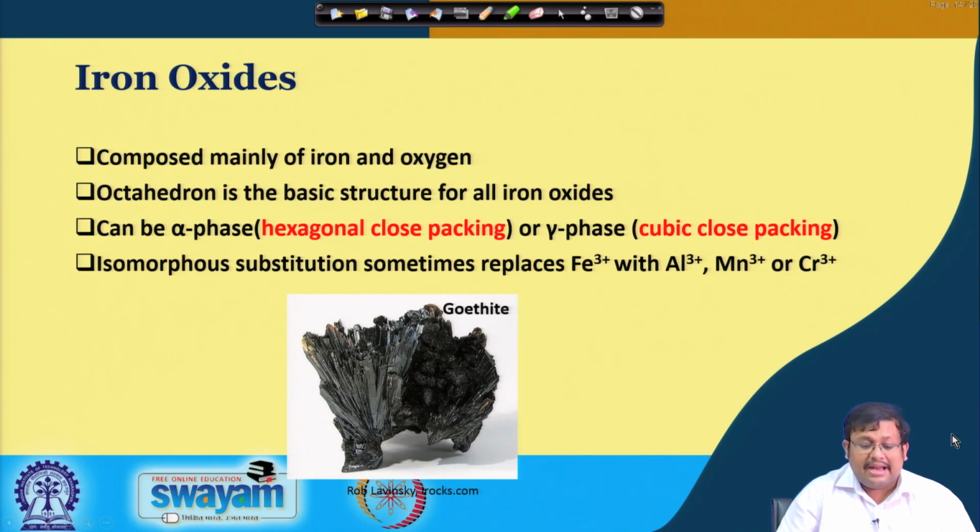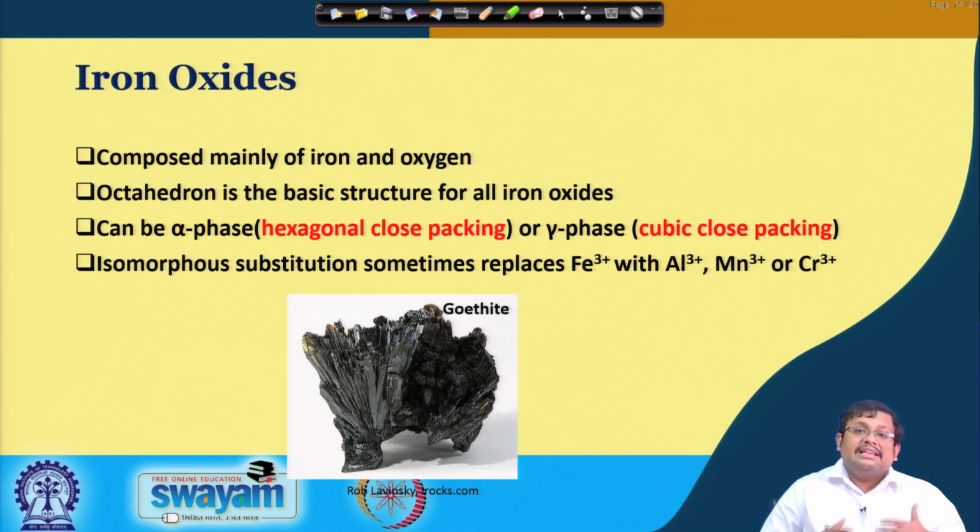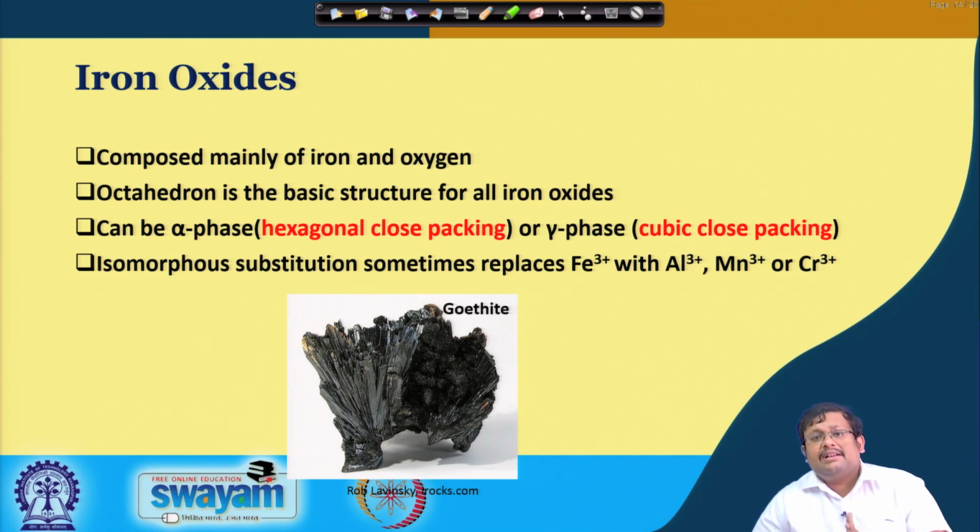If we move ahead and see iron oxide, the most prevalent iron oxide is goethite. It is composed of iron and oxygen. The octahedron is the basic structure of all the iron oxides, which can be either alpha phase, that is hexagonal close packing, or gamma phase, which is cubic close packing. Isomorphous substitution sometimes replaces Fe3+ with Al3+ and Mn3+ with Cr3+. Okay. So, Fe3+ sometimes gets replaced by either Al3+, Mn3+ or Cr3+. So, isomorphous substitution occurs in these iron oxides also.